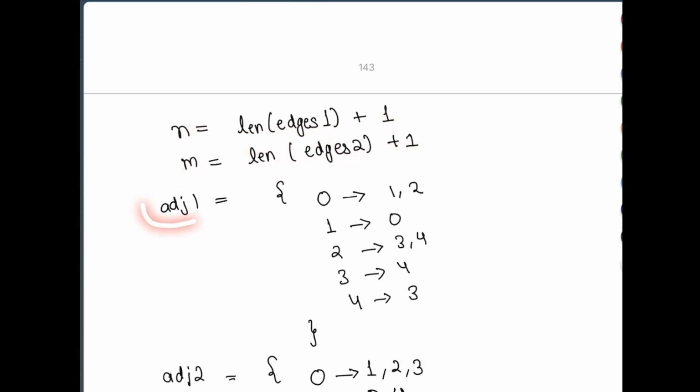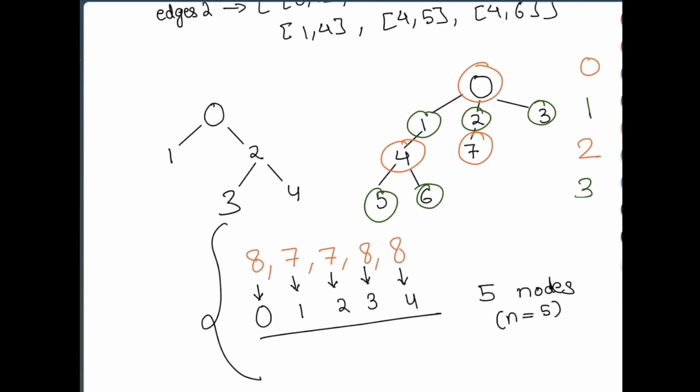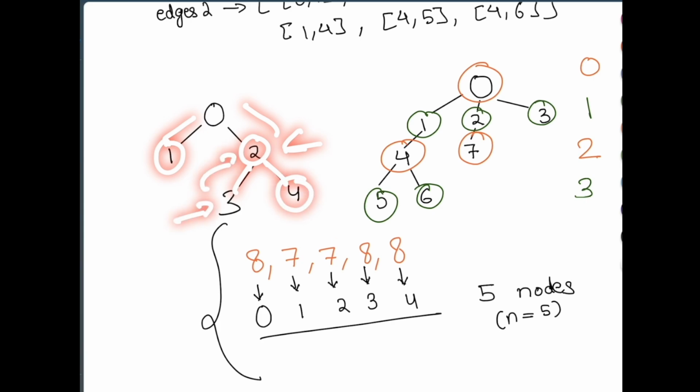Now we create an adjacency list for both the trees, which is going to tell us what are the different nodes we can reach from a particular node. So for the first tree, from 0 we can go to 1 and 2. From 1, we can go to 0. From 2, we can go to 3 and 4. From 3, we can go to 4. And from 4, we can go to 3. That's the tree we have. From 0 to 1 and 2. From 1 to 0. From 2 to 0. From 2 to 3 and 4. From 3 to 2. And from 4 to 2.